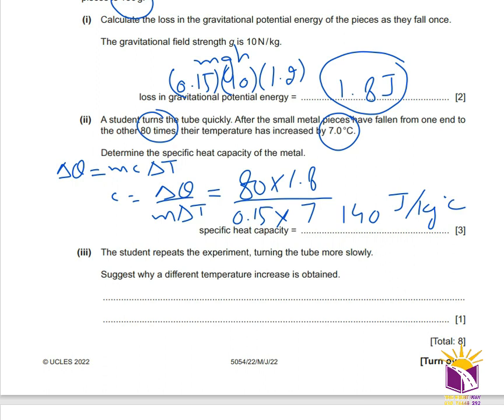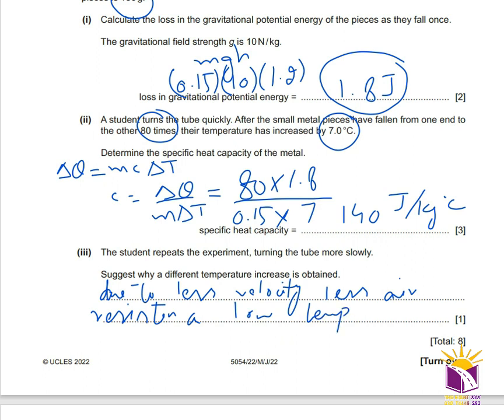Question number 3. The student repeats the experiment, turning the tube more slowly. Suggest why a different temperature increase is obtained. So why are we getting a different temperature increase? Because of less velocity, less air pressure or less air resistance, low temperature.